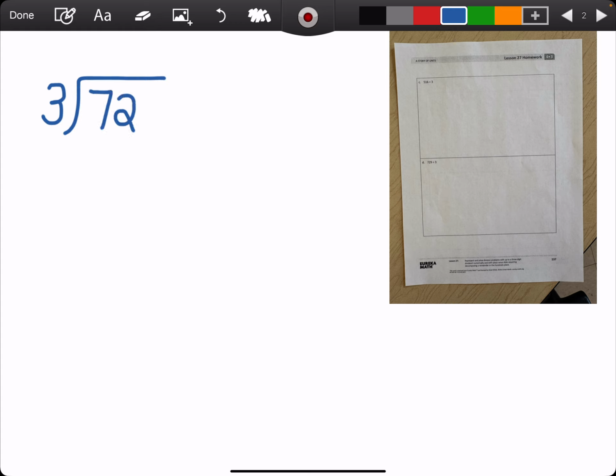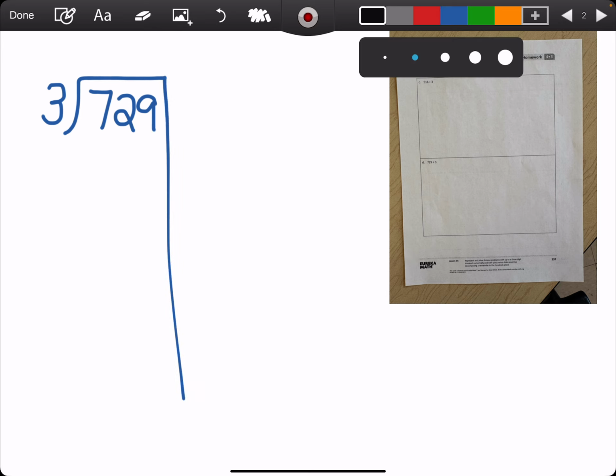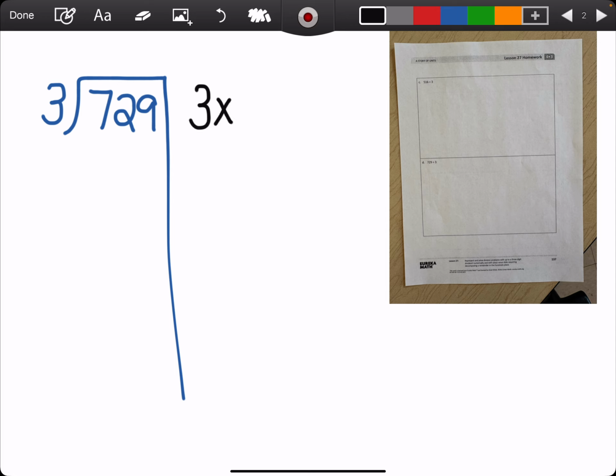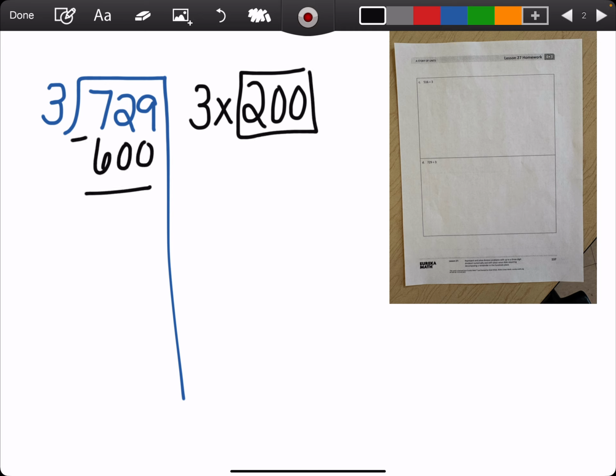729 divided by 3. All right. 3 times what? Well, 3 times 100 is 300. 3 times 200 will give me 600. I'd like to take away a 600 chunk. I have 129 left.